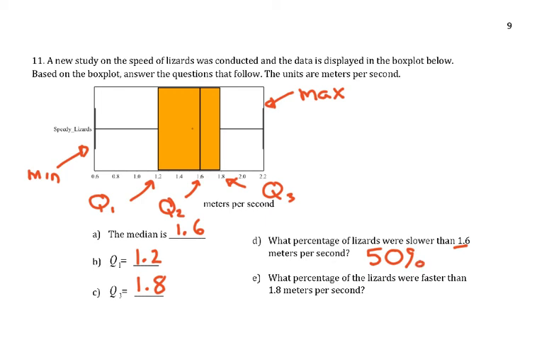What percentage of lizards were faster than Q3? Well, this is the 75th percentile. That means 75% were slower, so 25% were faster.